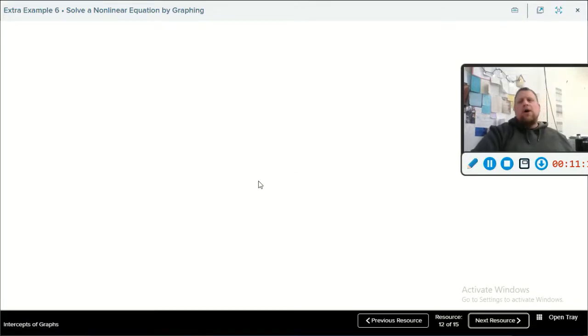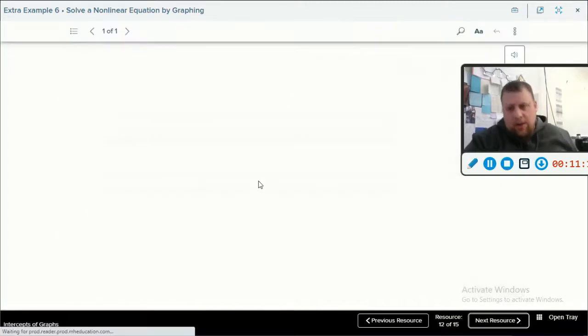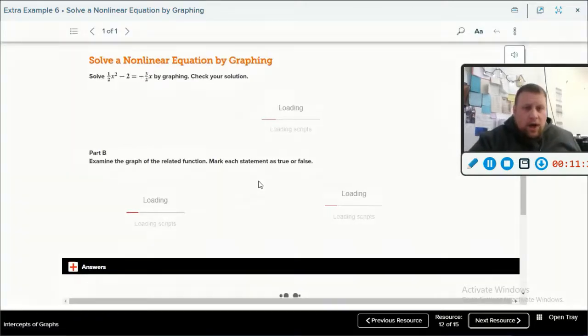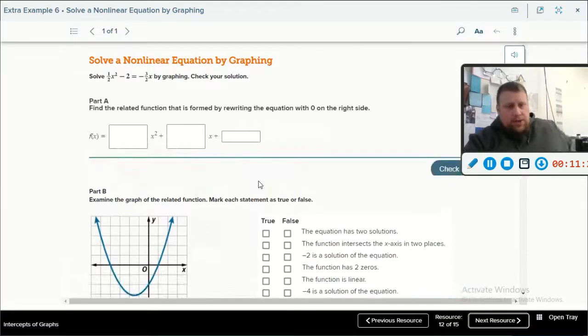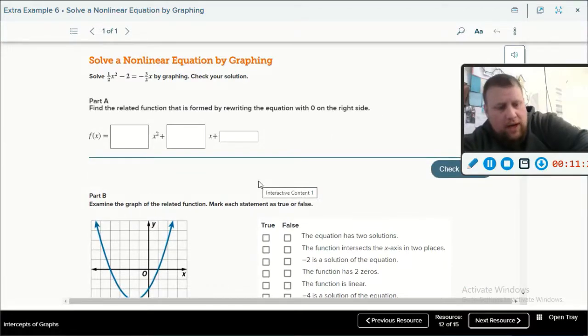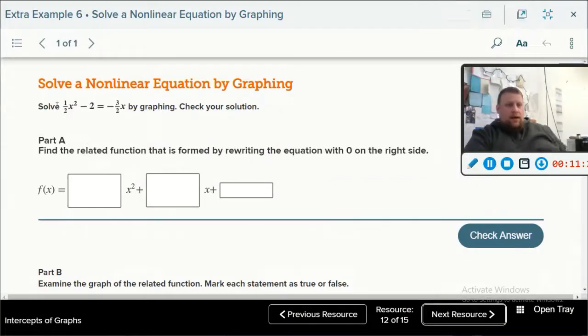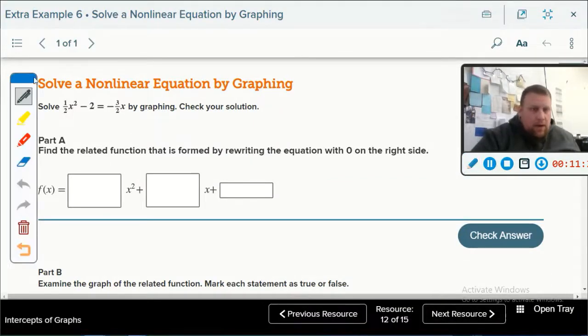Now we're going to talk about what happens if we have a nonlinear equation. Well, if we have a nonlinear equation like we do in the situation up above, first we've got to math out a couple things. Let me zoom in just a tad. Okay, so I have 1/2 x squared minus 2 equals negative 3/2 x. Well, I'm just going to add this 3/2 x over, right? We just want to get 0 on the right side. 3/2 x, add 3/2 x.